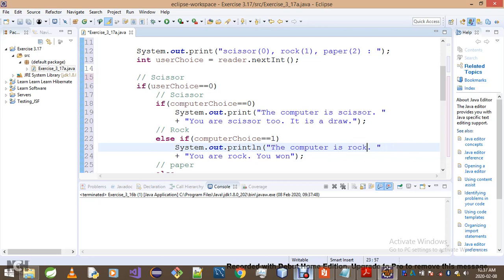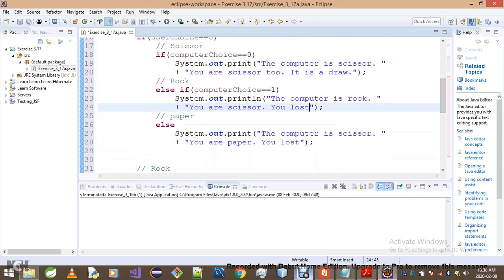See, I really hate mistakes. So the computer has generated Caesar, and the user picked Caesar and the computer generated rock. So the computer is rock, you are Caesar, so you lost. Okay, the computer is Caesar, you are Caesar too, so it's a draw, right?